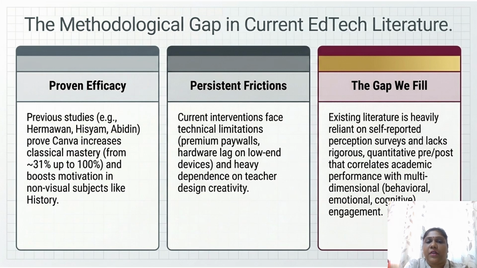Presently, current interventions face technical limitations: premium paywalls, hardware, and heavy dependence on the teacher's design creativity. The gap we see is that existing literature is heavily reliant on self-reported perception surveys and lacks quantitative pre and post measures that correlate academic performance with multidimensional engagement: behavioral, emotional, and cognitive.